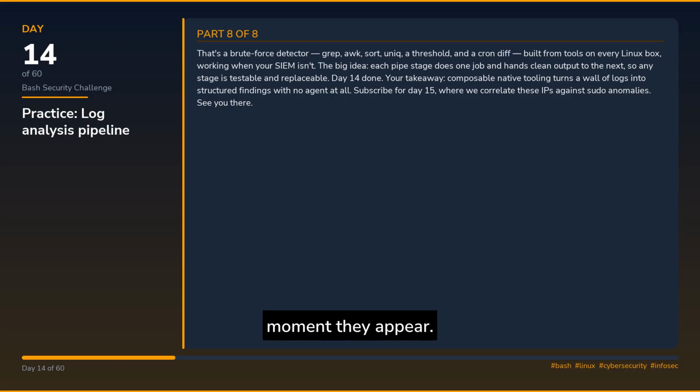Day 14 done. Your takeaway: composable native tooling turns a wall of logs into structured findings with no agent at all.